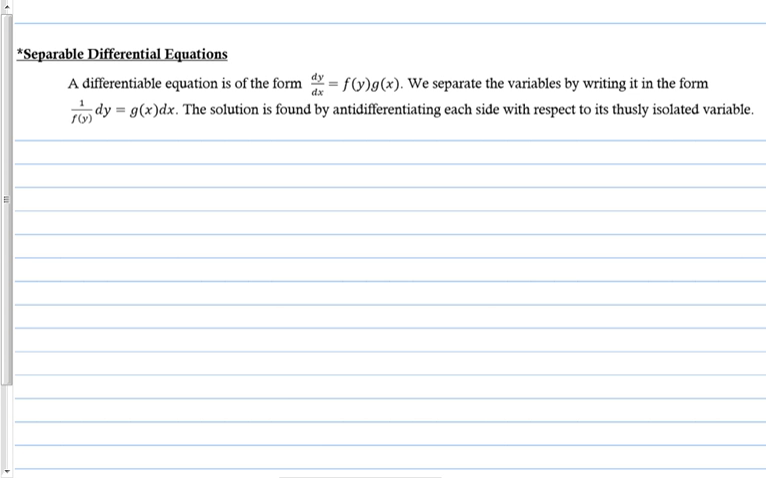So here, when it says find the solution, your solution is going to basically be an equation, y equals something.